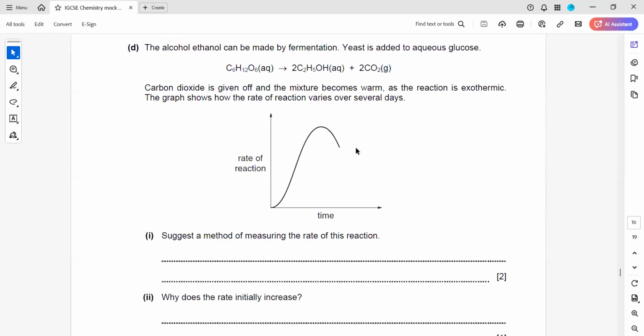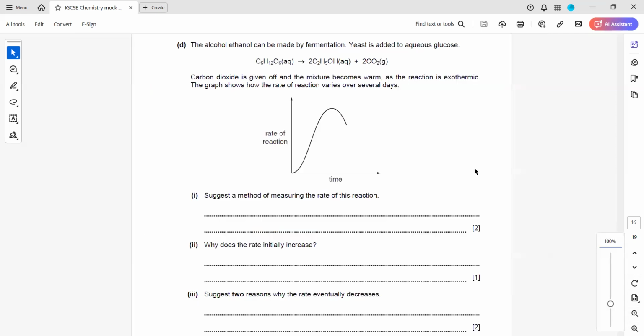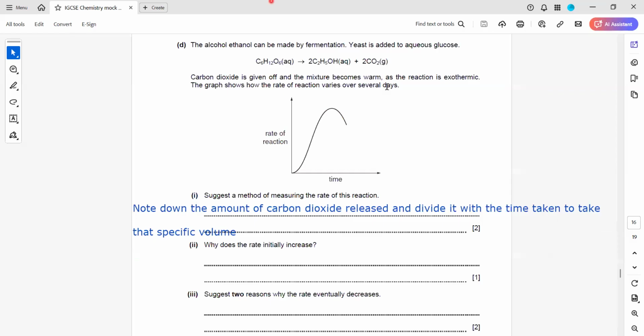In part D, alcohol, ethanol can be made by fermentation. Yeast is added to glucose and an equation is given for the conversion of glucose to alcohol and carbon dioxide. The carbon dioxide gas is given off and the mixture becomes warm. The reaction is exothermic. The graph shows the rate of reaction. First the rate of reaction increases and then it decreases. Suggest a method of measuring the rate of reaction. Because a gas is given off, we can measure the volume of gas in unit time to measure the rate of the reaction.